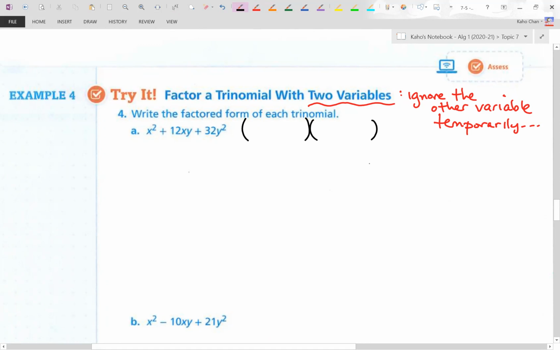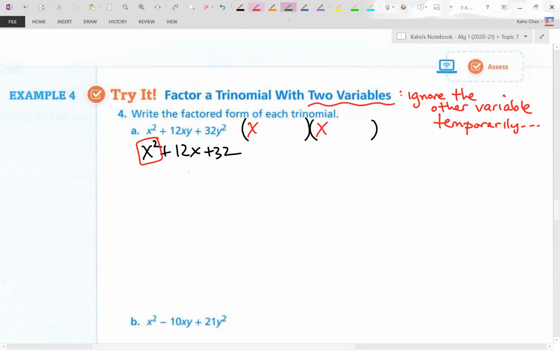Pretend the y's are not there. Pretend this is x squared plus 12x plus 32. Just like the last 6 examples we just did, go through the whole process, okay? All right. There's only one way to get x squared, x times x.